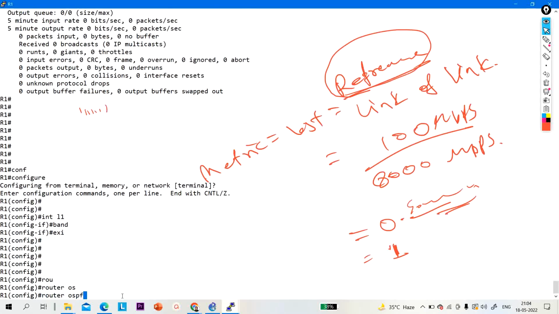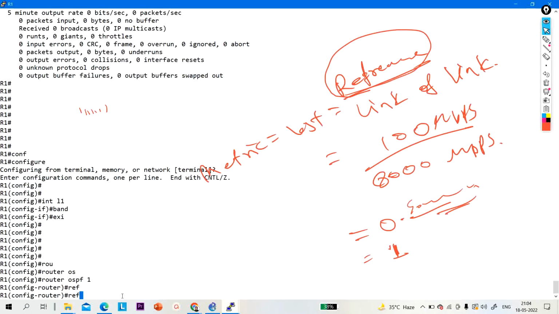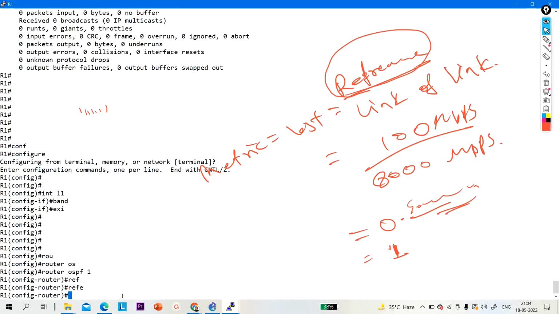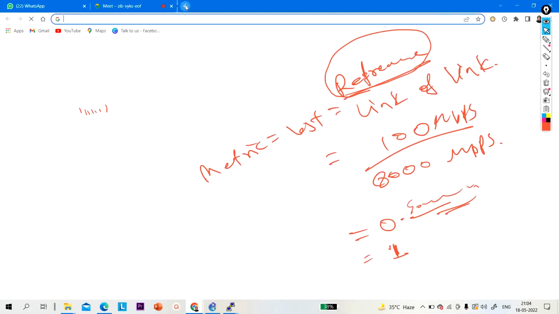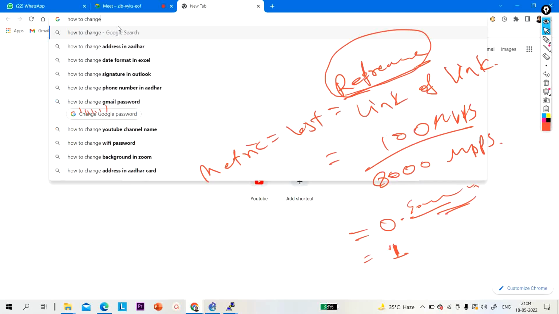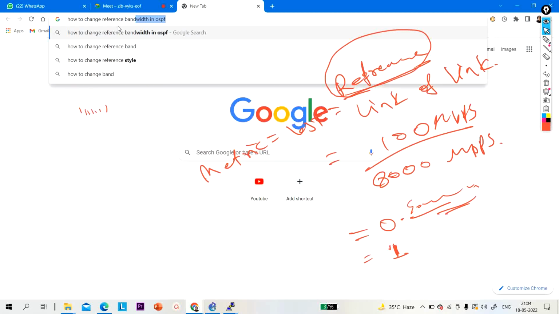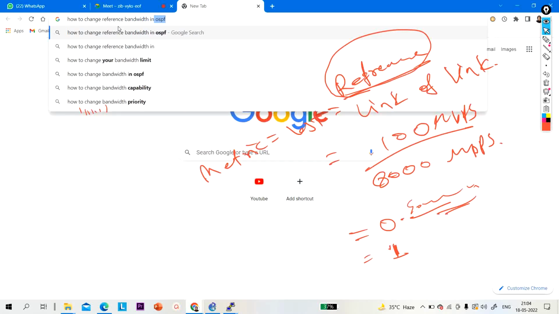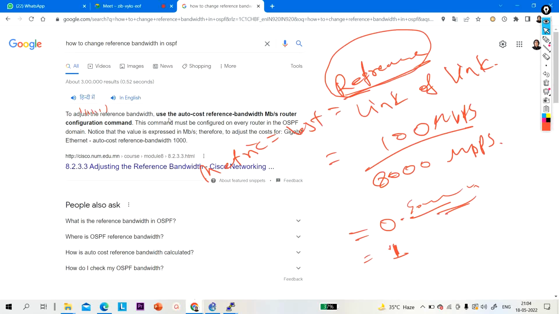Router ospf 1, reference. Google it: how to change reference bandwidth in OSPF. The command to change it is auto-cost reference-bandwidth, and this is the router command to configure it.